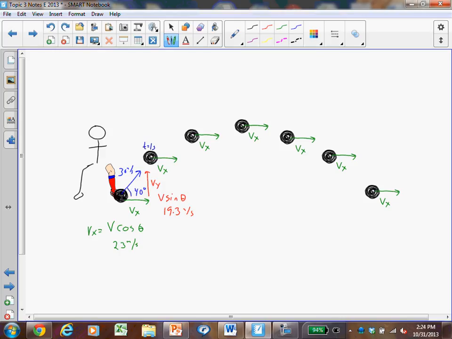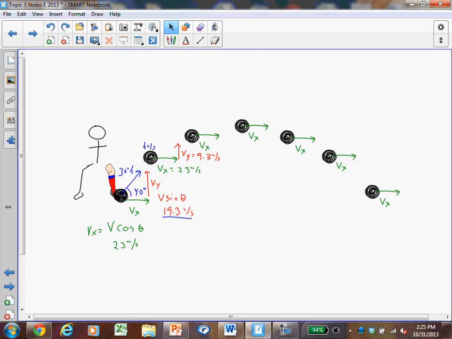Well, what does it start with? So how much will it reduce going up? By 10. So it started at 19.3, so 1 second later it's going to be going 9.3. So then right here, you got a Vy equal to 9.3 meters per second, but you still have the same Vx of 23 meters per second.